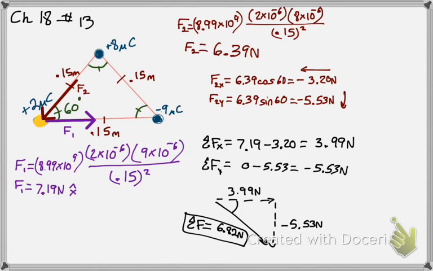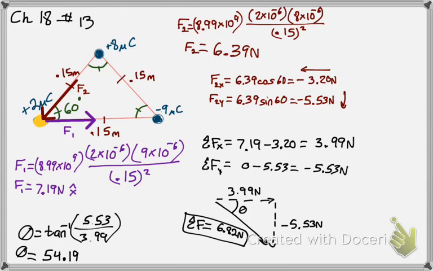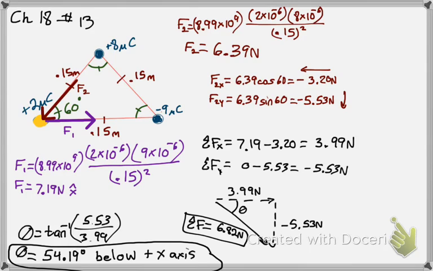So to figure out what this angle here is, we use the inverse tangent of our opposite, which is 5.53, divided by our adjacent, 3.99, and our angle ends up being 54.19 degrees. And we can say south of east, or we can say below the positive x-axis. And there we have our net force and our direction.